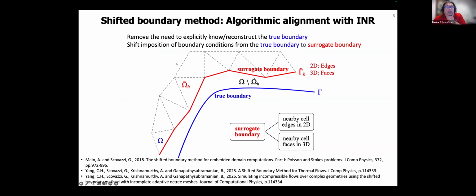So this is where the shifted boundary method is super algorithmically aligned with INR, right? So it removes the need to explicitly know or reconstruct the true surface, because the basic idea in the shifted boundary method is we shift the imposition of the boundary conditions from the true boundary to a surrogate boundary, right? So if the blue boundary is my true boundary and my background mesh, the closest background mesh surface is this red boundary, the surrogate boundary, essentially I shift my boundary condition from what I'm applying on gamma to this gamma tilde, right?